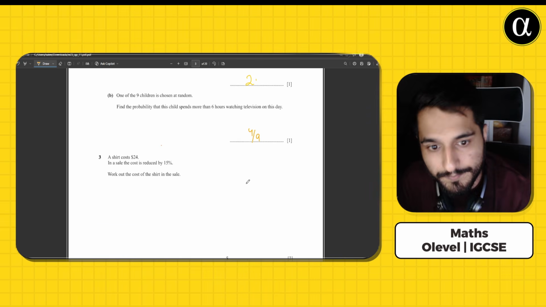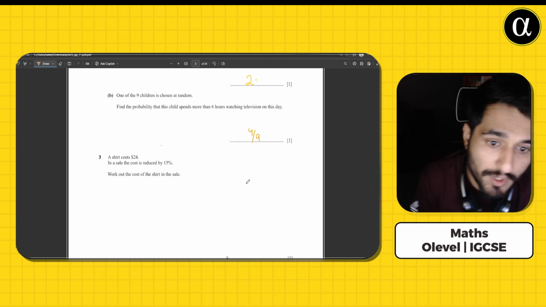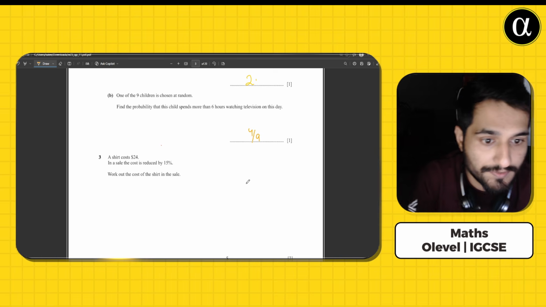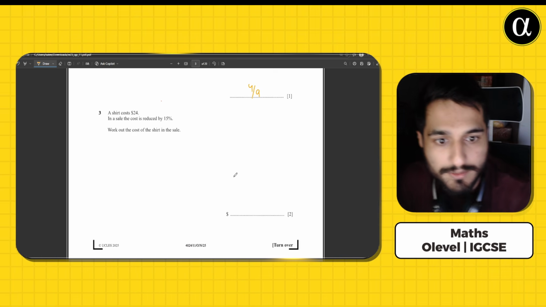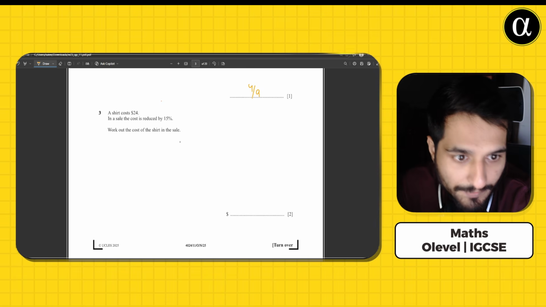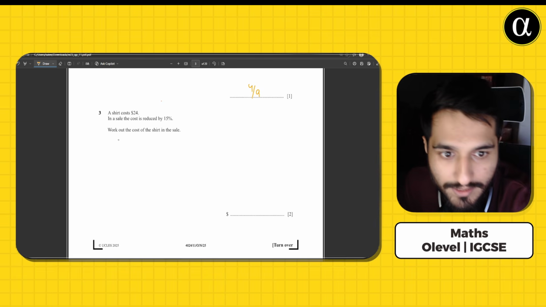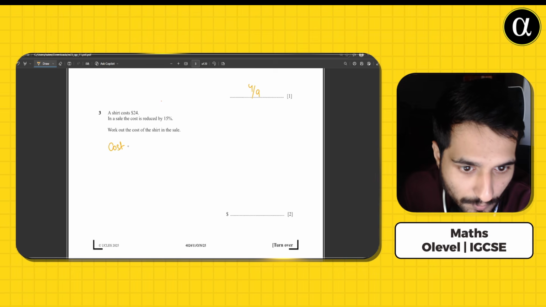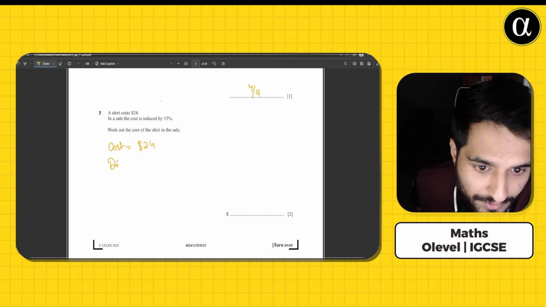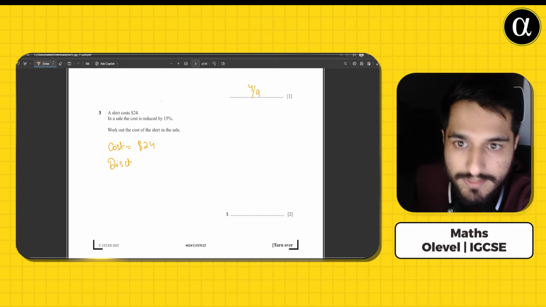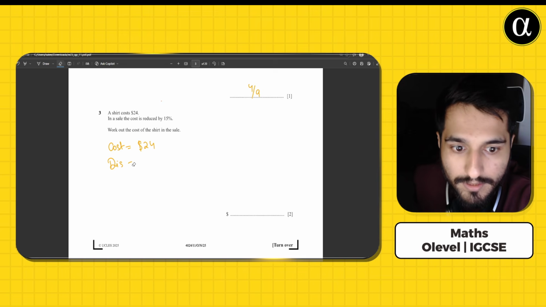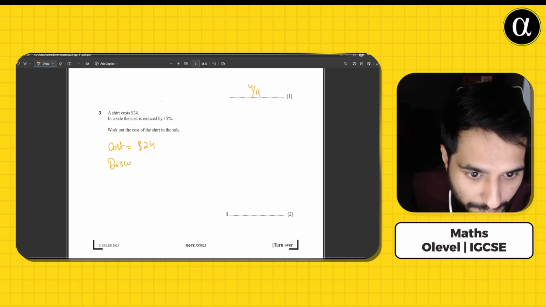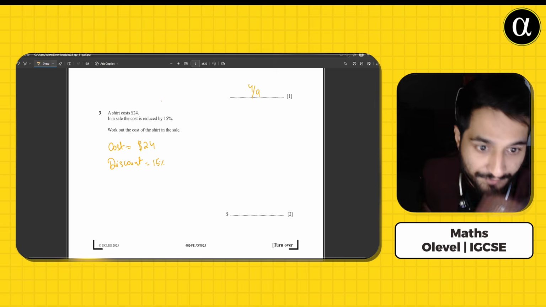Now the next part says a shirt costs $24. In a sale, the cost is reduced by 15%. Work out the cost of the shirt in the sale. So we have to find the price of the shirt after the sale. We know that the actual cost is $24, and the discount percentage is 15%. So first we'll find out the discount. We are going to find 15% of 24.